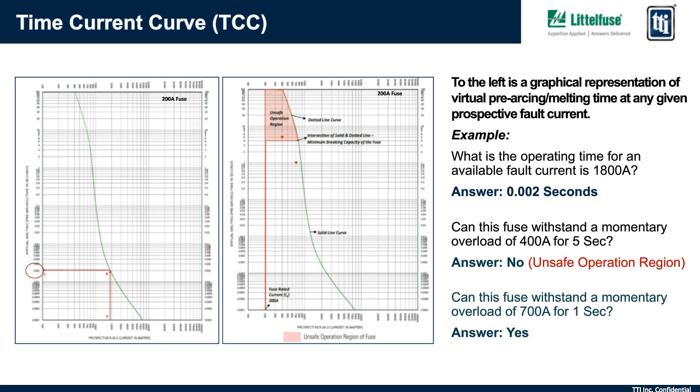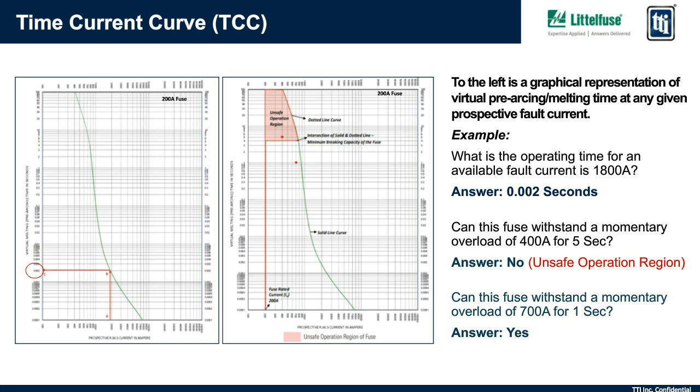So to determine the melting time for a fuse, start by locating the prospective symmetrical current on the x-axis, which you can see as point A on the left curve. Then extend a line from point A upward until it intersects with the fuse TC curve at point B. Finally, move to the left to identify the corresponding value on the y-axis at point C, which represents the fuse's pre-arcing or melting time. The chart on the right shows a typical example of a partial range high-speed fuse TCC that has solid and dotted line regions.